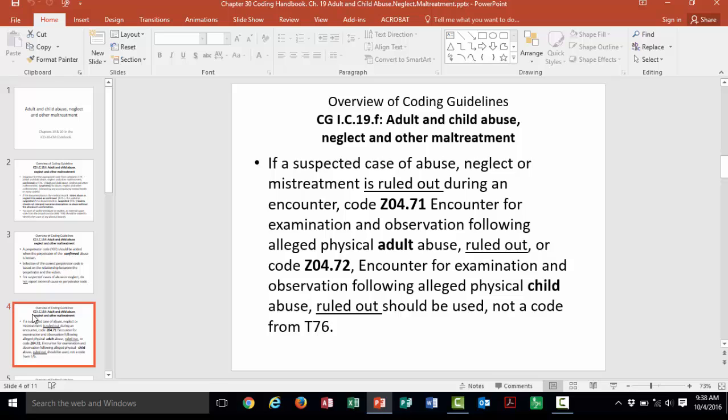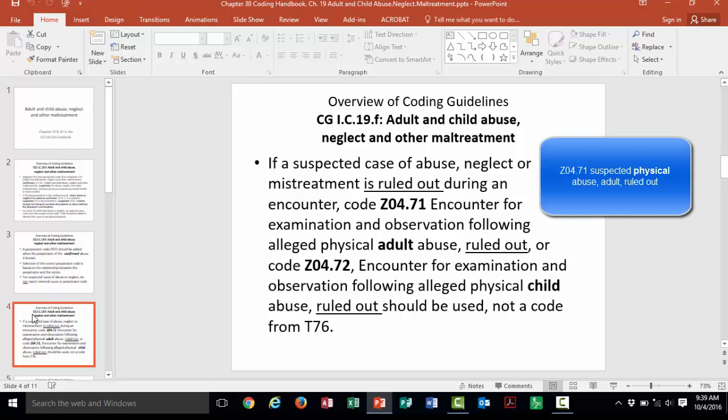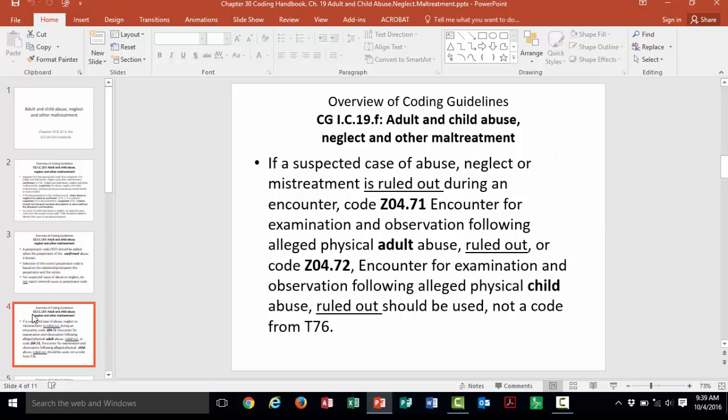There are also codes available if the patient is in the physician's office, for example, or in the hospital, and you are suspecting it's abuse, but then during this encounter or during this admission, it's ruled out that we know it wasn't abuse. Then we're going to use the Z04.71 encounter if it's an adult, ruled out, or code Z04.72 if it's child abuse, ruled out. If you're using either of these Z04 category codes, you will not be using the T76.